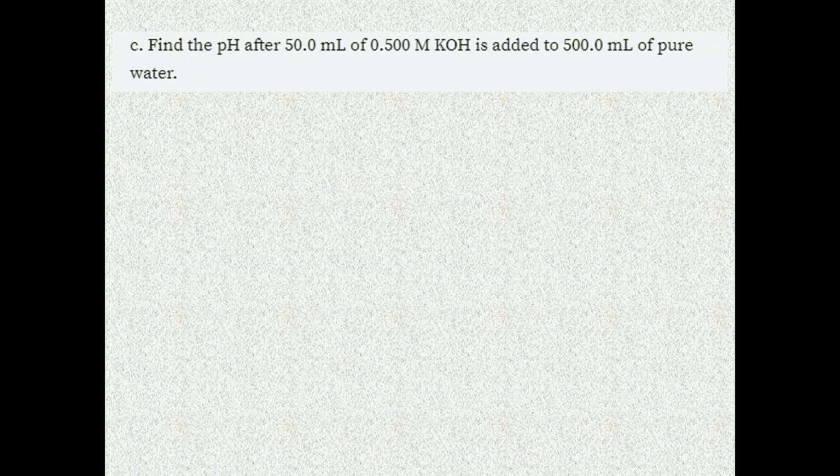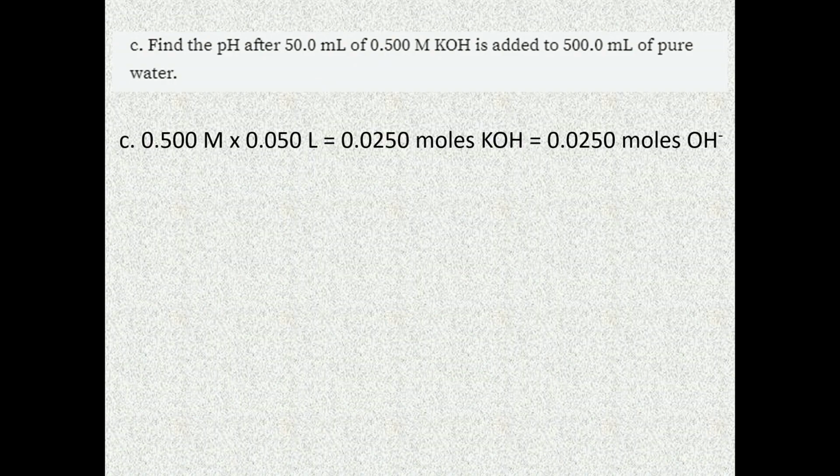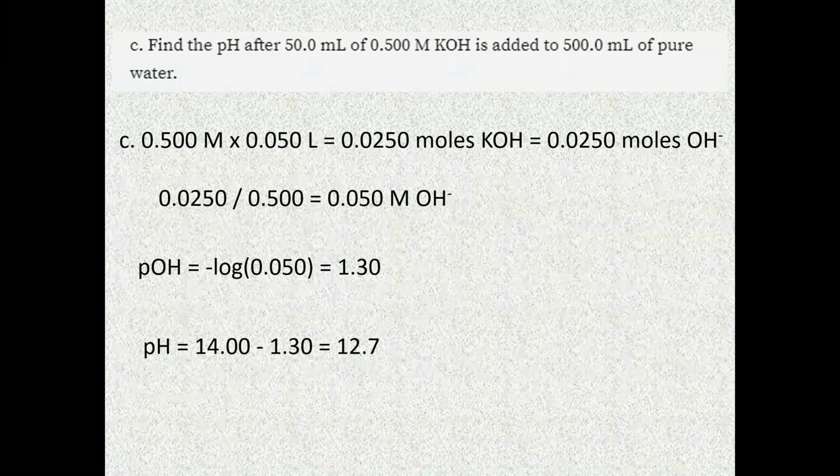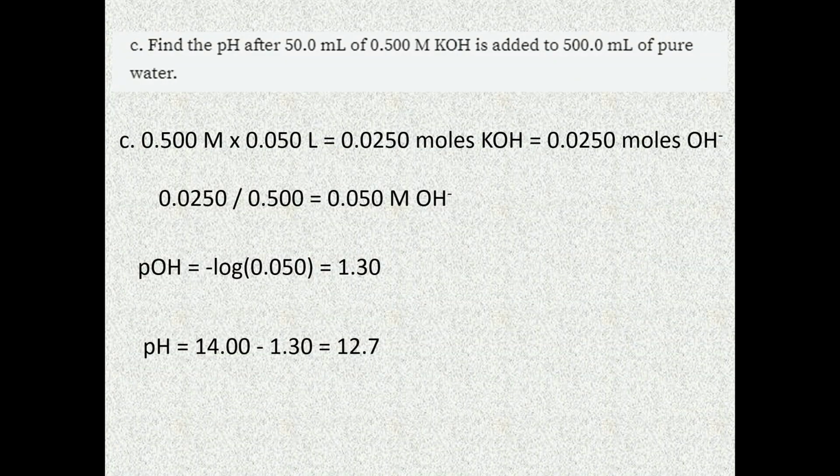Now, I'm going to add 50 milliliters of 0.50 molar KOH to 500 milliliters of pure water. I'm going to have 0.0250 moles of KOH, which is the same amount of moles of OH minus. I now have a 0.050 molar OH minus concentration. Calculate a pOH of 1.3, and my pH is 12.7. The buffering ability for that system kept my pH within 0.2.